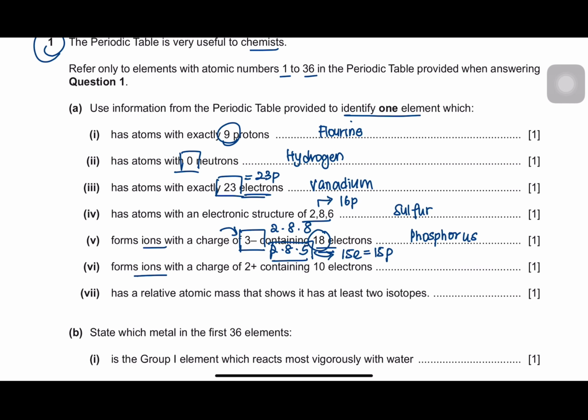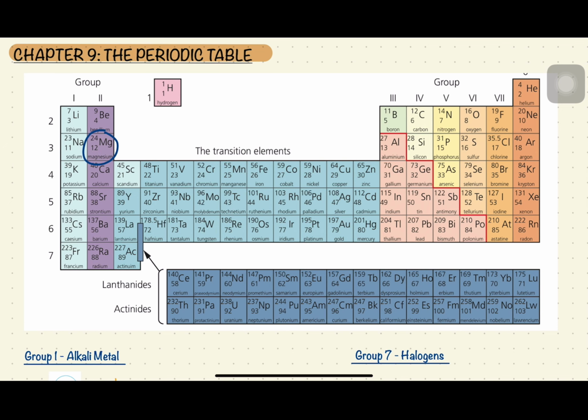Next, it forms an ion with a charge of 2 plus containing 10 electrons. So now it has 2.8. If it is 2 plus, it means that it has already donated 2. So this gives you 12 electrons, which is the same as 12 protons. An atom with 12 protons is magnesium.